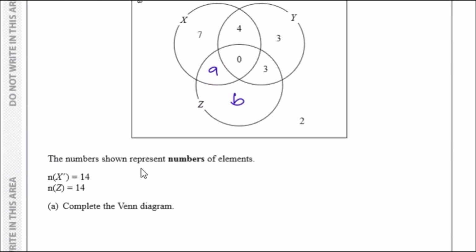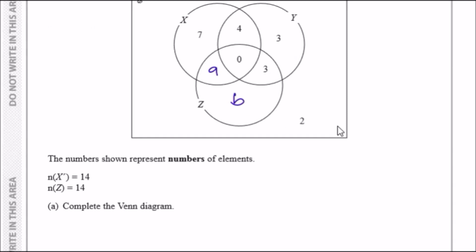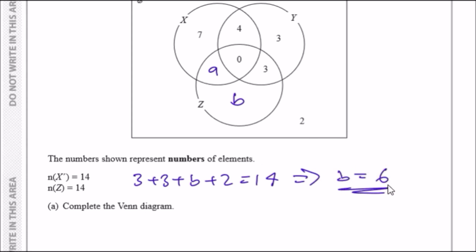The numbers shown represent numbers of elements. The number of elements that are not in x, the complement of x, is 14. Here is x, and the complement is anything that's outside x, so we're talking about 3, 3, b, and 2. So the first statement means 3 plus b plus 2 must equal 14. Therefore b must be, 3 plus 3 is 6, add 2 is 8, 14 take away 8 gives us 6. So b is 6 here.